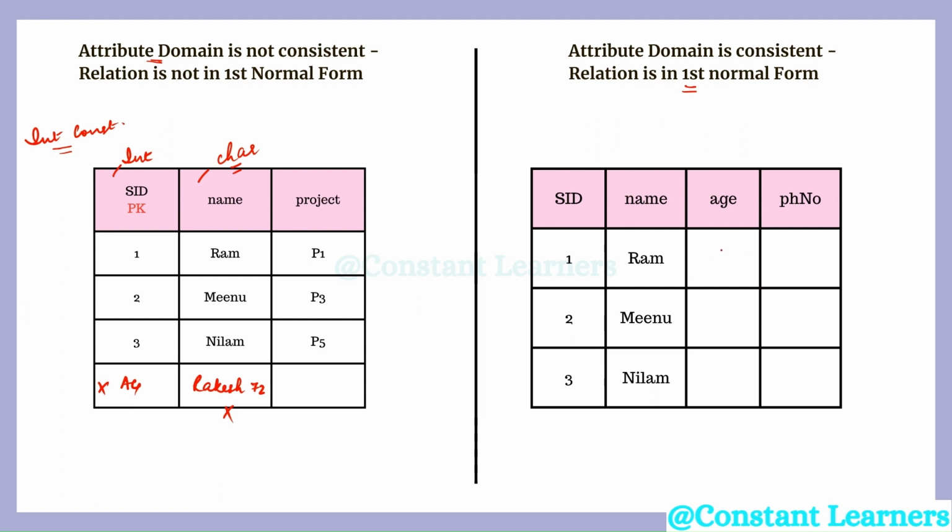Like here, if it is age, we declare the age to be integer, right? So we can have 17, 18, 20, any age here. Phone number also, we are declaring it to be integer. So this will also accept only integer values. If this is the case, then the table will be in first normal form.